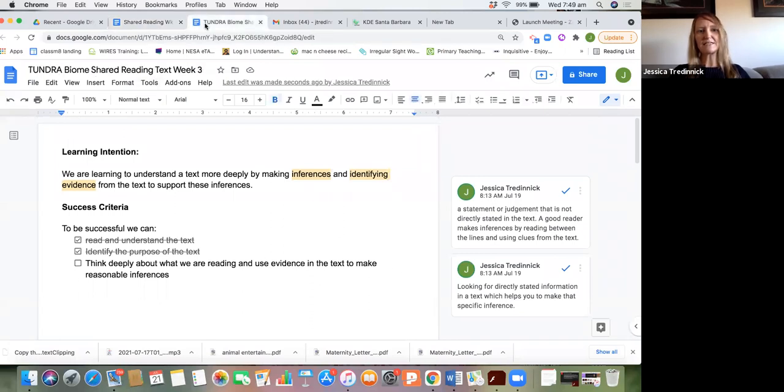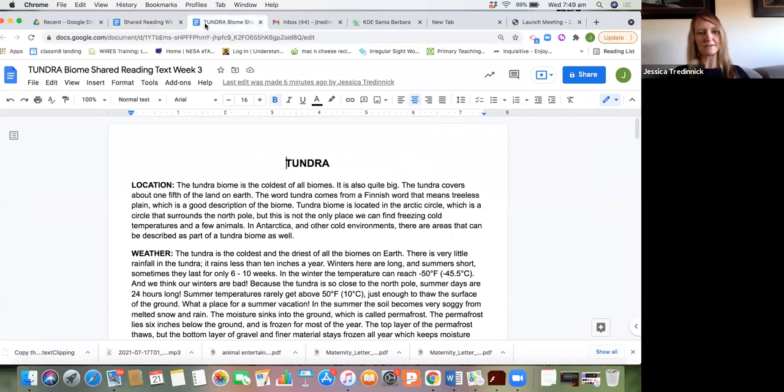Okay, so let's move to our text, which is our tundra biome text. This time when I'm reading, I'm looking to read deeply, trying to use what the text says to make inferences about what it doesn't say, about what the tundra is. This hopefully will become a bit more clear as I go through it with you. It says the tundra biome is the coldest of all biomes. It is also quite big. The tundra covers about 1/5 of the land on Earth. There's not too much to infer in those sentences because it says all it really needs to.